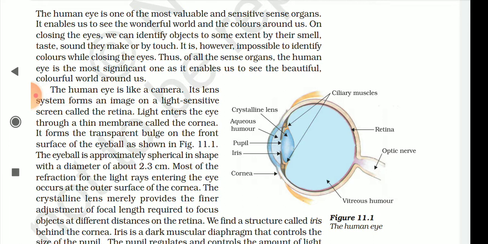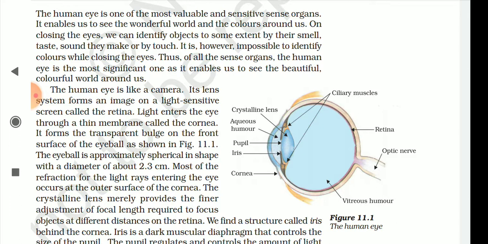Its lens system forms an image on a light sensitive screen. There is a sensitive screen in the human eye on which the object is formed, and that is also known as retina. You please tick that point. These are the functions of the human eye.